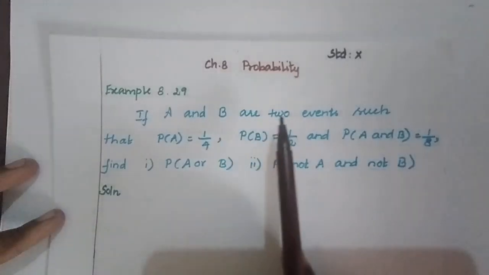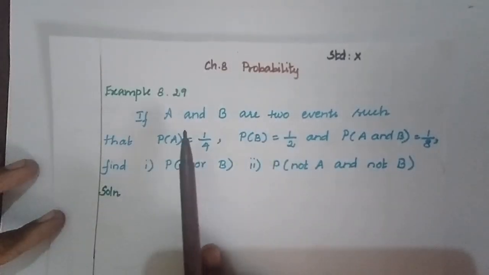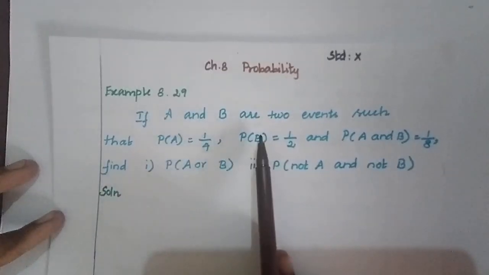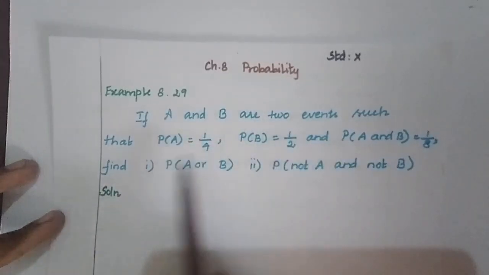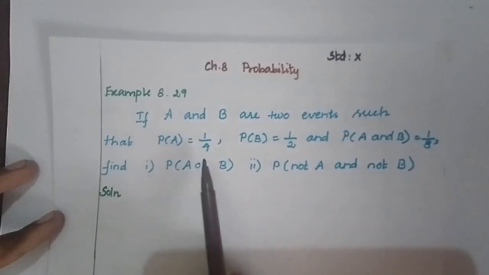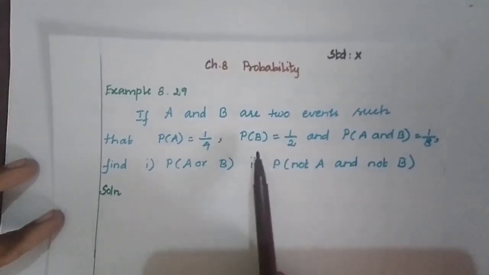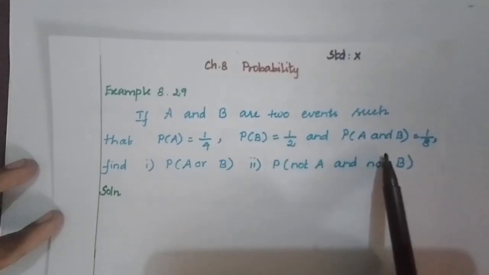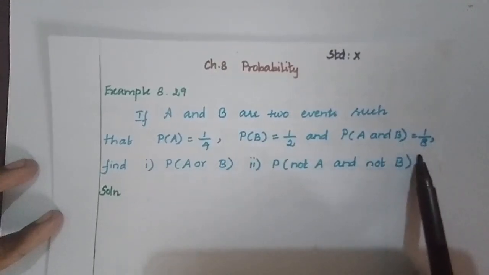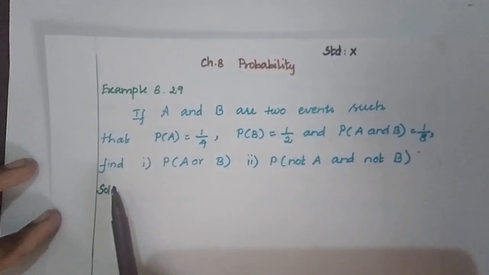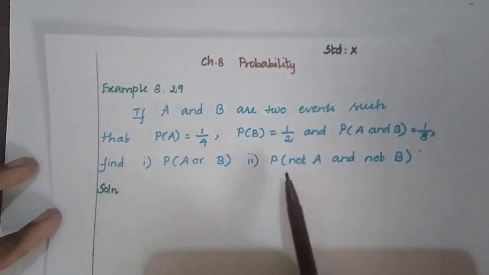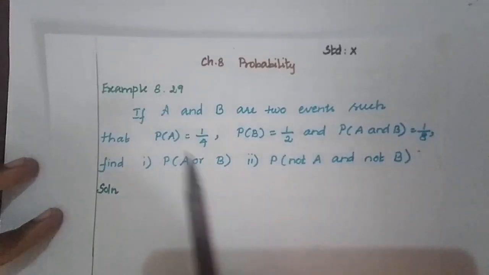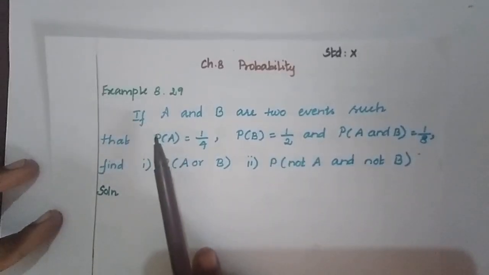Chapter 8 Probability. Example 8.29. If A and B are two events such that P of A is equal to 1 by 4, P of B is equal to 1 by 2 and P of A and B is equal to 1 by 8, find P of A or B, P of not A and not B. So are you able to understand the question?